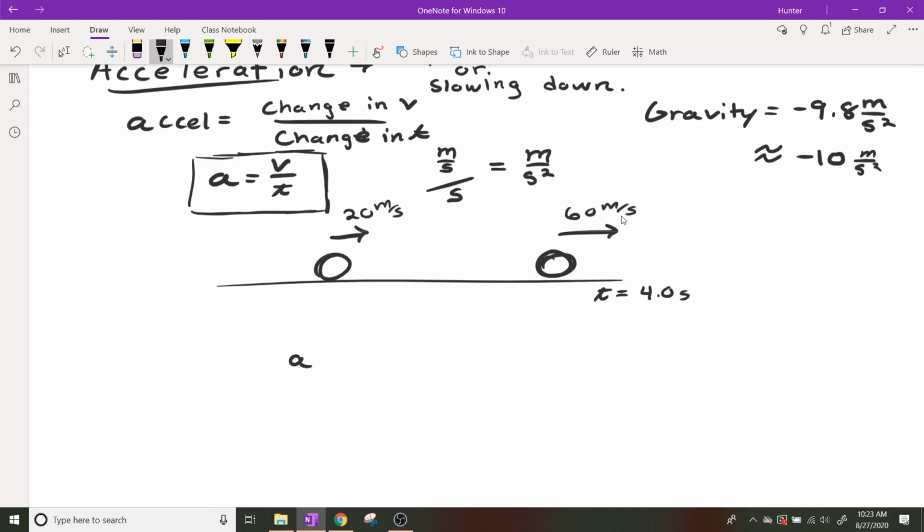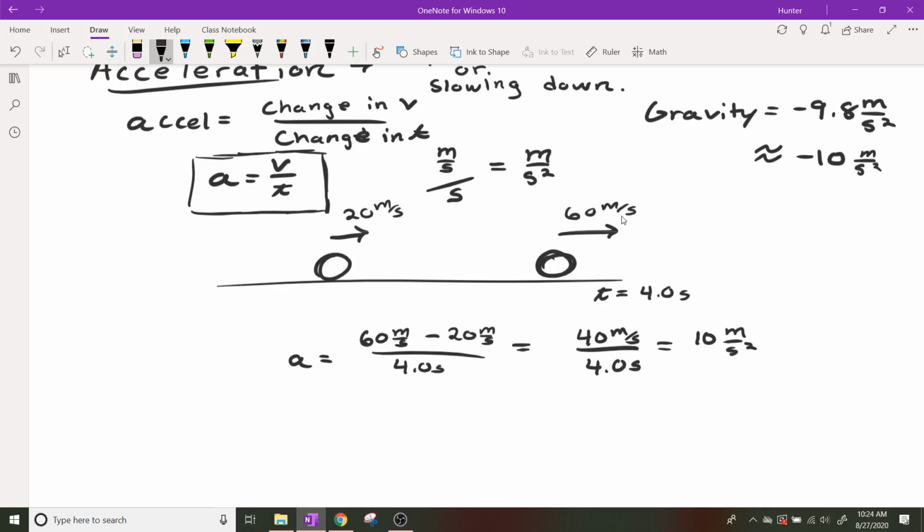All we have to do is calculate our change in velocity and our change in time. So the acceleration is equal to 60 meters per second, because the change is final minus initial. The final one is 60, the initial one is 20, and that's over 4 seconds. It's like I did this on purpose for you guys. 60 minus 20 is 40 meters per second, and then divide by 4 seconds, and that comes out to be 10 meters per second squared.